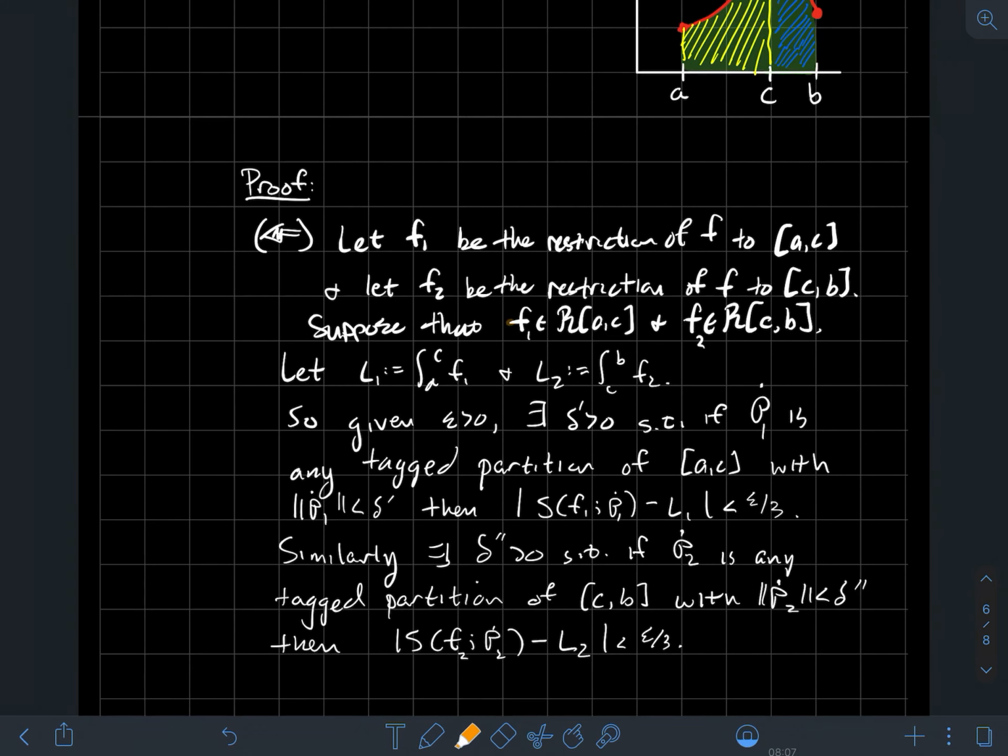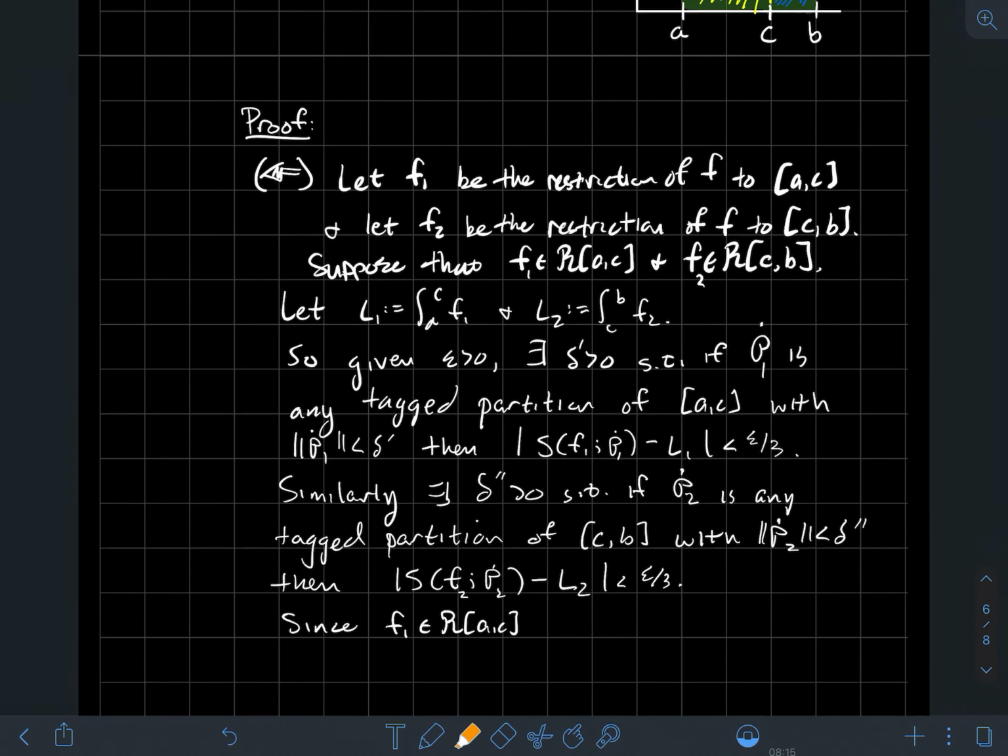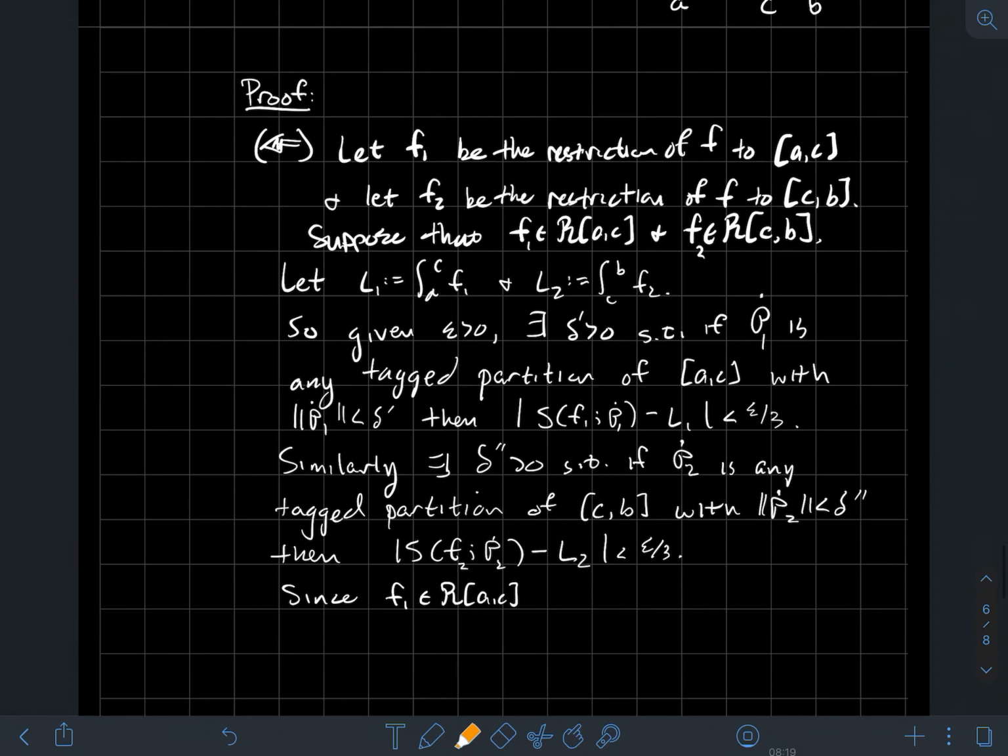And again, that's just us putting into symbols the assumptions that F1 and F2 are Riemann integrable over the respective intervals. And now what we want to try to show is that F from A to B is Riemann integrable. Okay, so what else do we know about a function that's Riemann integrable? Maybe recall, if a function is Riemann integrable, that implies that the function is bounded on the interval.